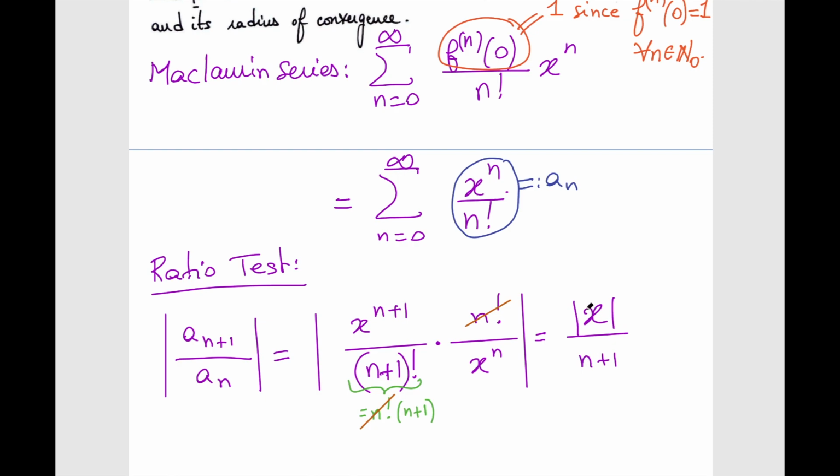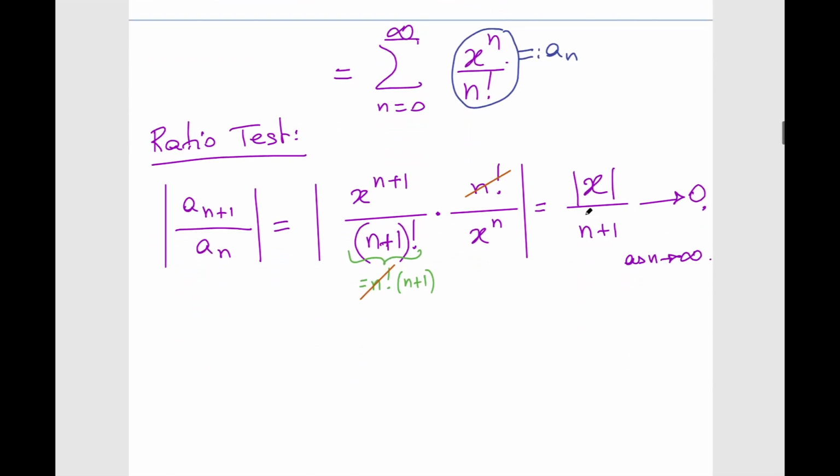Okay? And no matter what x is, this goes to 0 as n goes to infinity. Make sense? Even when x is 0, this whole thing is 0 anyway. And if x is non-zero, this becomes a non-zero constant over something that blows up. So certainly it goes to 0. Okay. So what can you say then? This is for all x. So no matter what x is, that limit is smaller than 1, right?